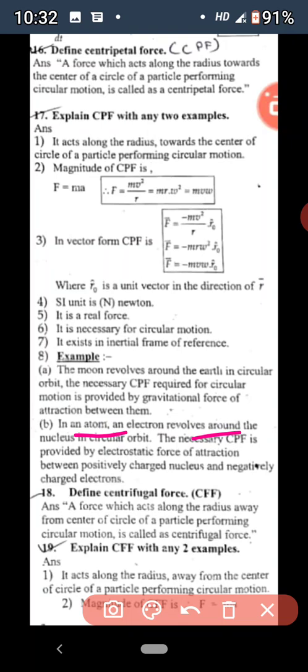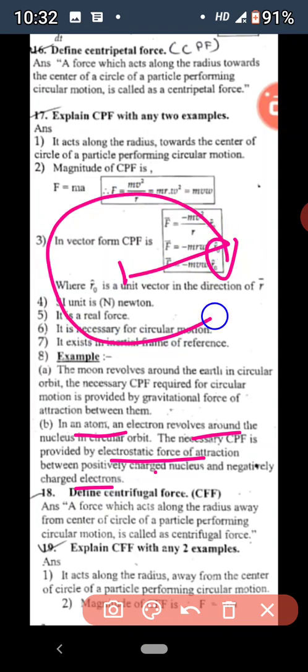The necessary centripetal force is provided by the electrostatic force of attraction between the positively charged nucleus and the negatively charged electron. In this way, there are so many different examples. Also, we can explain the example of a stone which is tied to a sling and whirled in a horizontal circle in this way. म्हणजे याला आपण मराठीमध्ये गोफन म्हणतो. This is also the example of centripetal force.